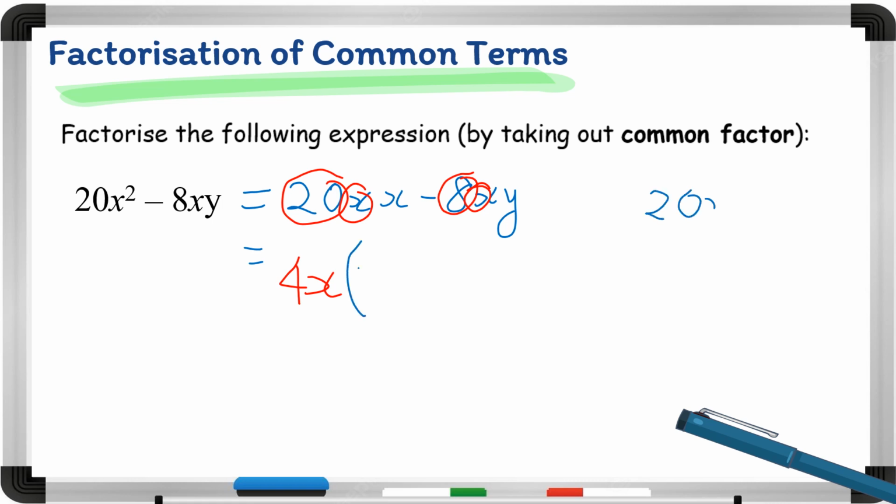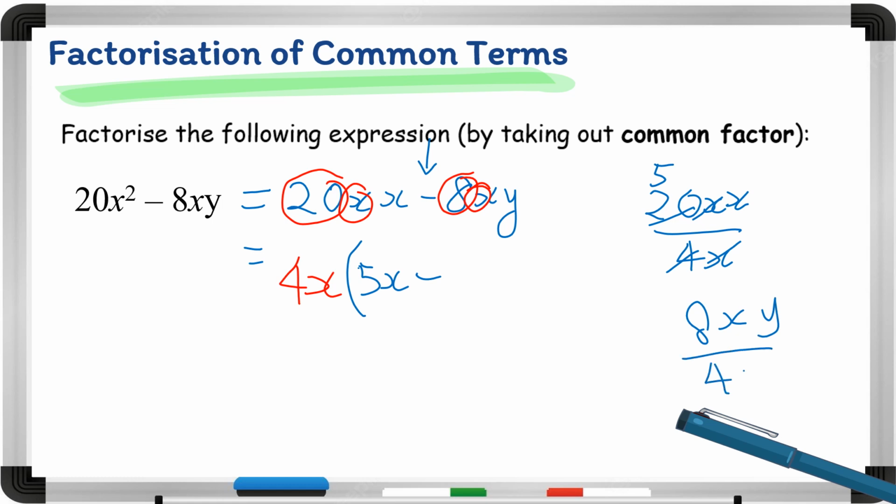20x squared divided by 4x will give us 5x. We have the operation of subtraction, and we will have 8xy divided by 4x, and that will give us 2y.